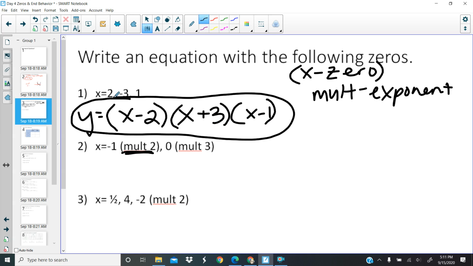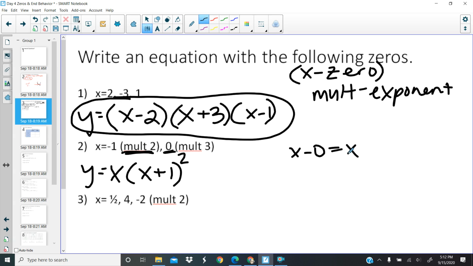My next one, number 2, I would have y equals, and then I'm going to do x minus -1, which is going to be x plus 1. And it tells me that the multiplicity on that is 2. So all that I have to do with that multiplicity is put a squared on that factor. And then for 0, whenever 0 is one of your zeros, that's going to give you just the factor x, because the factor would be x minus 0. That's just going to equal x. So then we have the factor x, and the multiplicity on that zero is 3. So you would have to do x cubed.